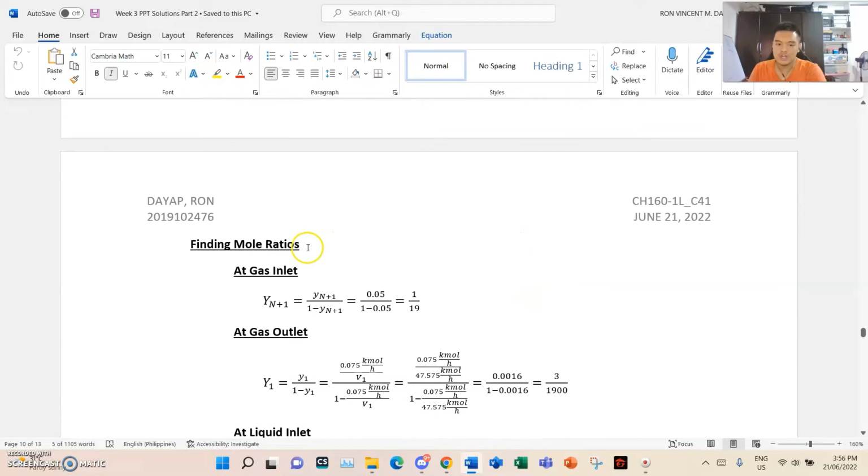These mole ratios are all with respect to the component being transferred, which is acetone. And I put them in fraction form so that the result to be hand calculated is still as accurate as possible numerically.